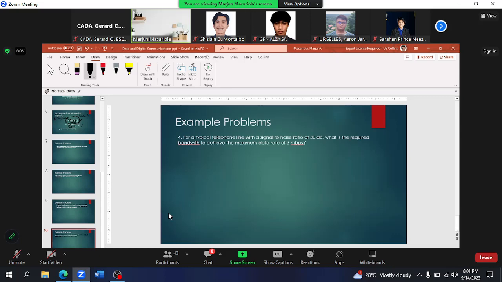Yung sagot nyo dapat may picture ha. Dapat nakita ko nag-solve. May solution, required, may given.